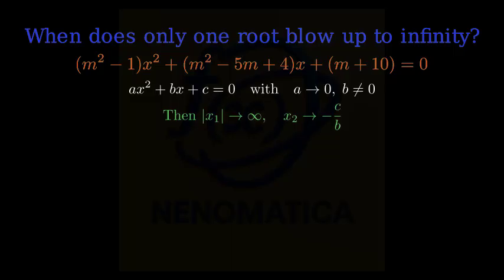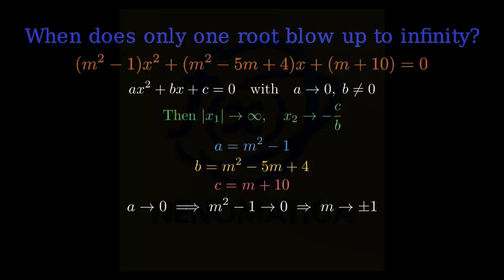Let us match coefficients. a equals m squared minus 1. b equals m squared minus 5m plus 4. c equals m plus 10. For one root to go to infinity, we need a to approach 0. So m squared minus 1 approaches 0, which forces m to approach plus or minus 1. But we also must keep b non-zero, otherwise the nearly linear idea breaks.